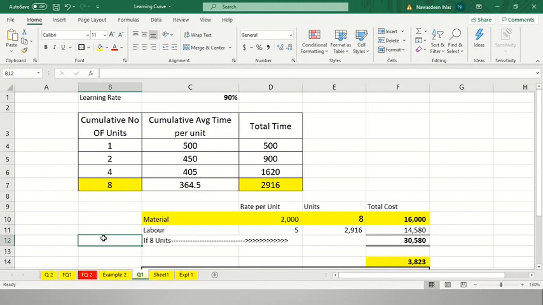So here material cost will be straightforward 2000 into 8, 16000. The labor rate is same 5 per hour, but the hour requirement consumption will be reduced because of the learning curve theory.